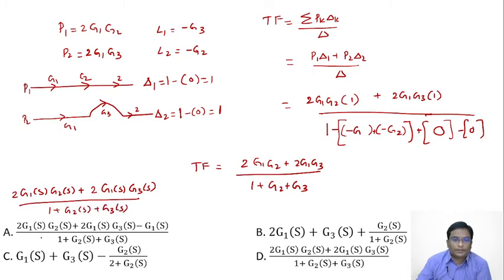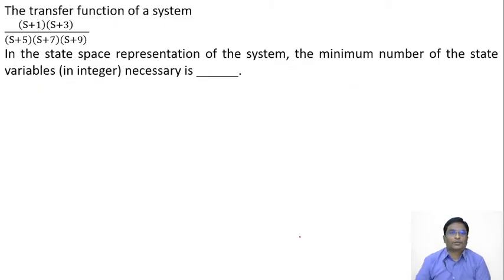Okay. You choose the proper answer. 1 plus g1 of s... 2 into g1 g2, 2 into this is wrong. This is also wrong. This is also wrong. Okay, this is the correct answer: 2g1 g2 2g1 g3 divided by 1 plus g2 g3. Okay, right. Let's move on to the next question.